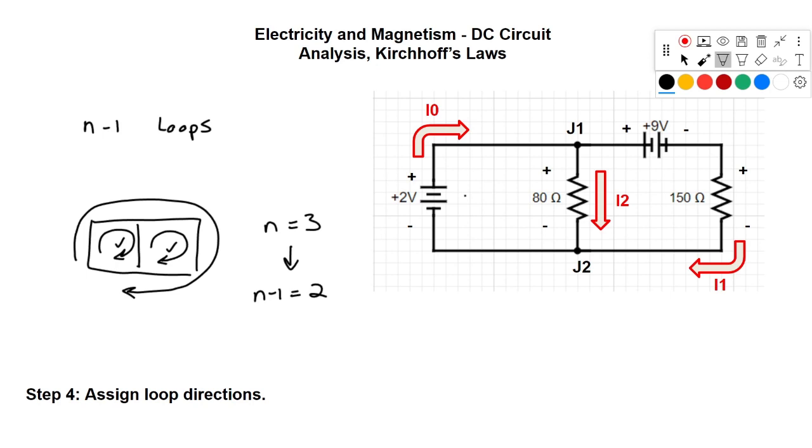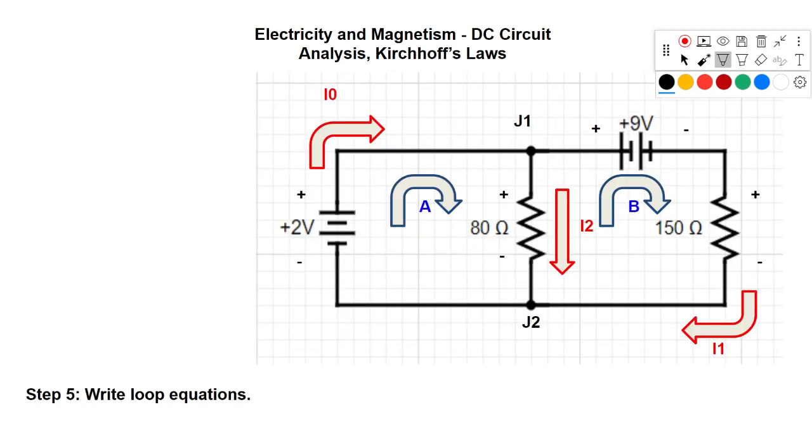I'm going to choose to go in the direction of the current. So we'll have one loop going in this direction, and we'll call it loop A, just so we don't get confused. And then I'll have another loop going in this direction with this current, and we'll call it loop B. So now we have our loops diagrammed, and I've blown up our diagram a little bit since we have a lot going on. And now we want to write our loop equations.